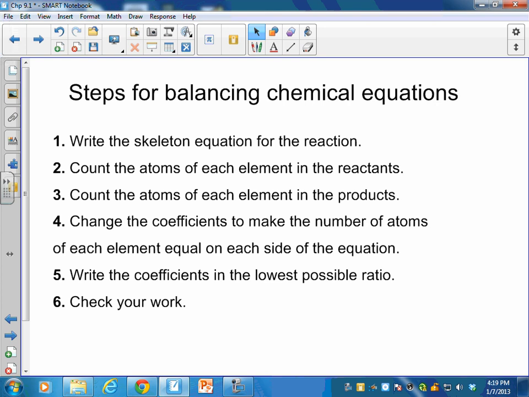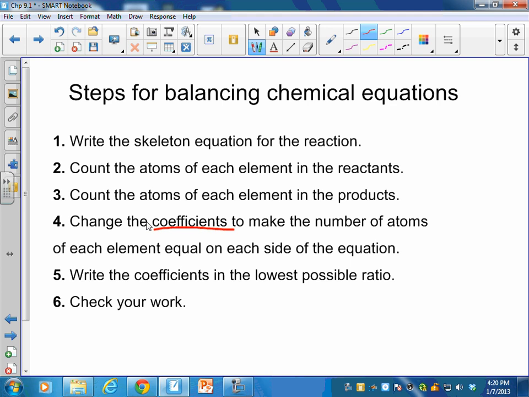Six steps for balancing chemical equations. Skeleton equations: unless you start with some kind of word problem, the skeleton equation is often given for you. Then you need to count the atoms of each element in the reactants, and do the same thing, count the atoms of each element in the products. Then change the coefficients to make the number of atoms of each element equal on each side of the equation. So we're going to balance it out using the coefficients to balance out the atoms on each side.